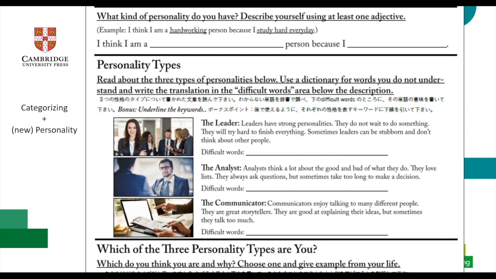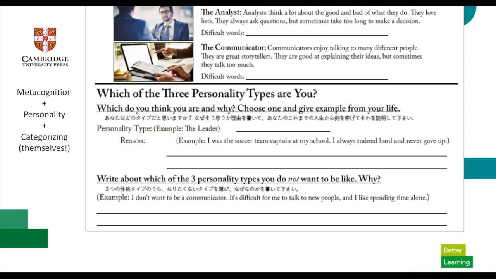So once they've gone through the leader, analyst, and communicator and found difficult words and hopefully have a better understanding of each category of personality, we ask them, which of the three are you? So which do you think you are and why? They have to choose one, either leader, analyst, or communicator, and then write a reason. Again, reading and writing class. So for the example we have here, leader.